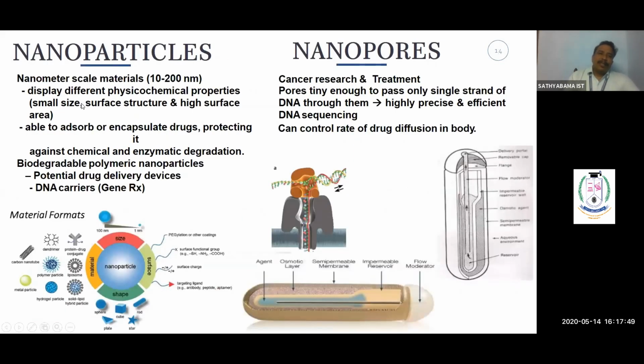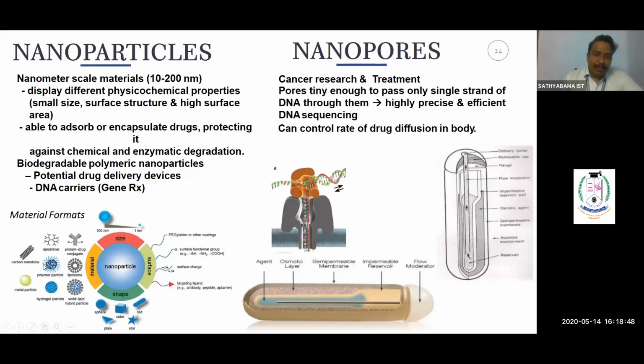And now we get into the nanoparticles. Why? Because we have already seen different kinds of nanoparticles in the previous classes. A few of them are the dendrimers, the nano CNTs, the carbon nanotubes, the hydrogels, the polymer particles, and the protein structures. All these come under nanoparticles. We already know that nanoparticles in the size range of 20 to 200 nanometers give comparatively effective results inside our system. These nanomaterials provide different physicochemical properties because of their size, structure, and high surface area, and they can absorb and encapsulate drugs and protect them. So these are the materials commonly used as potential drug delivery devices.